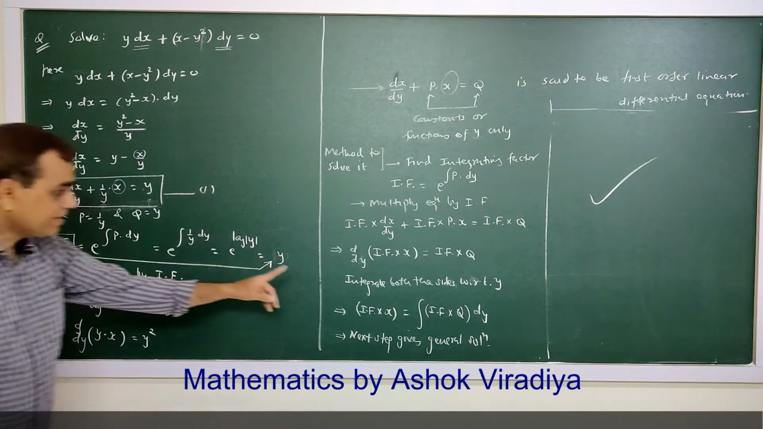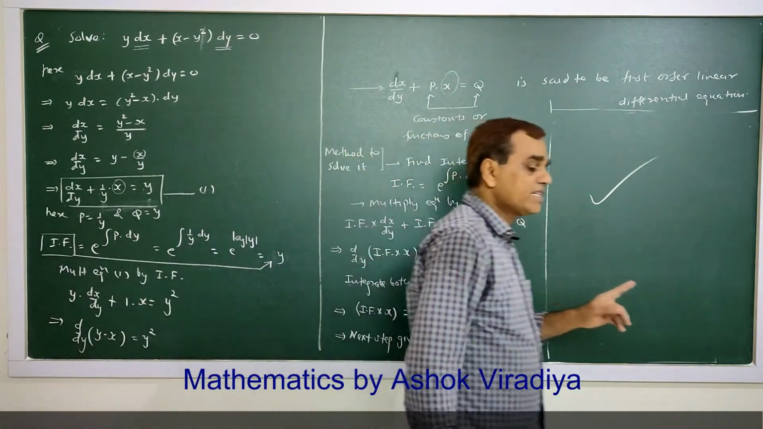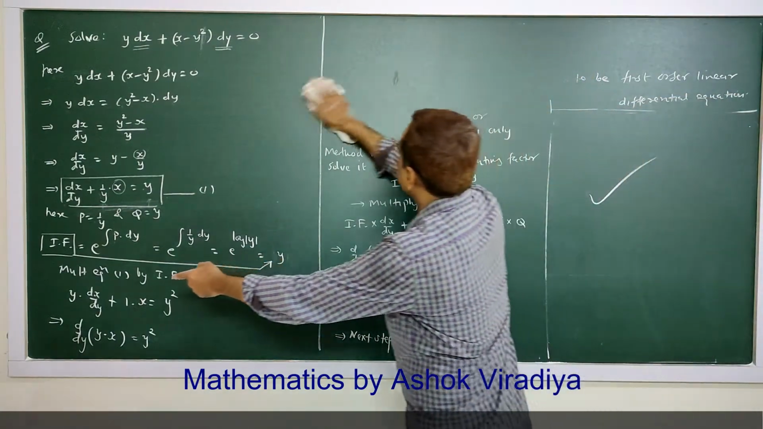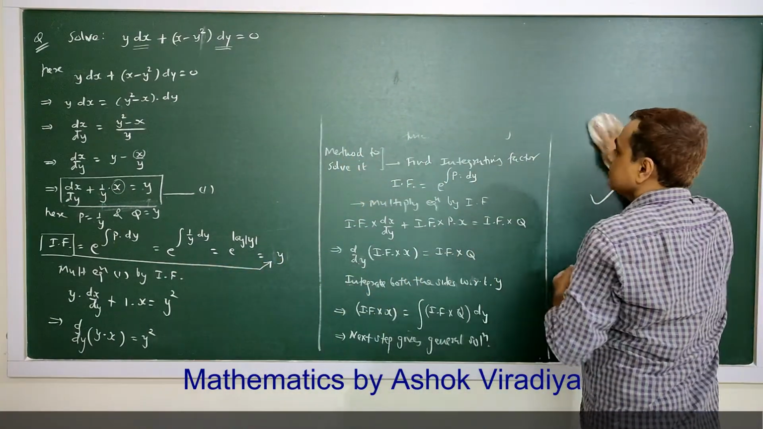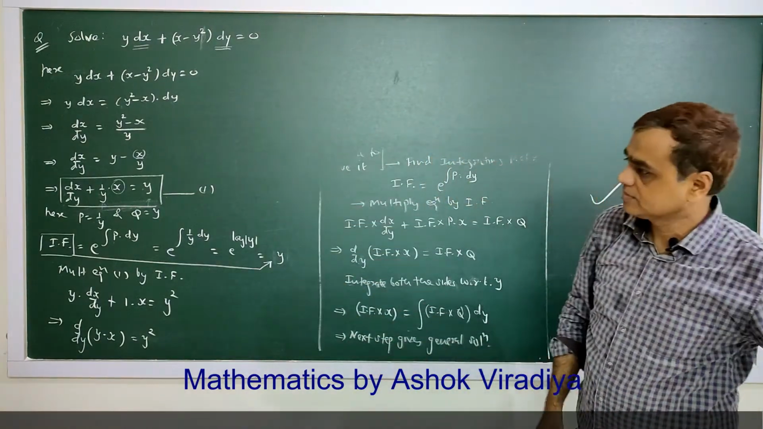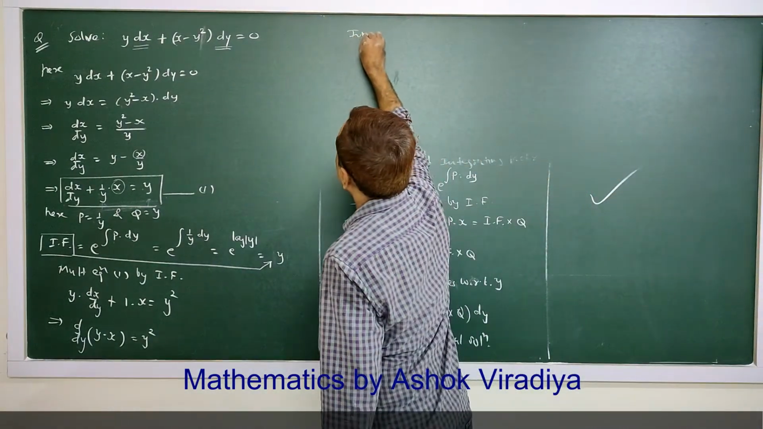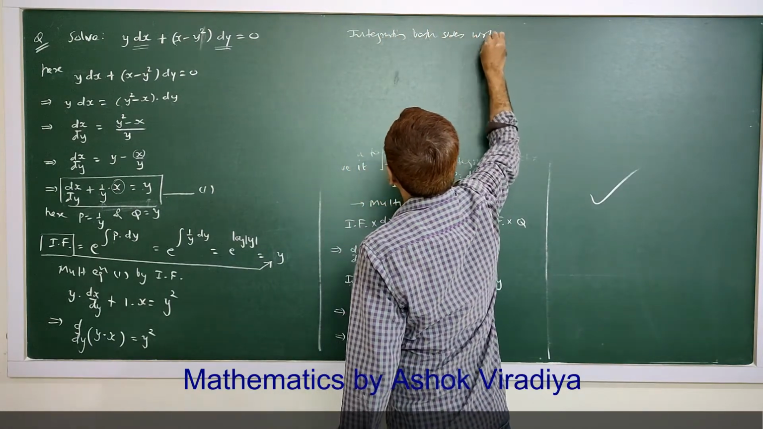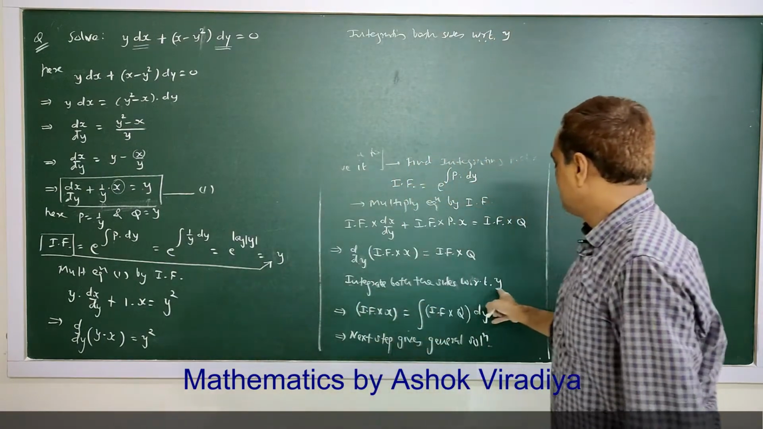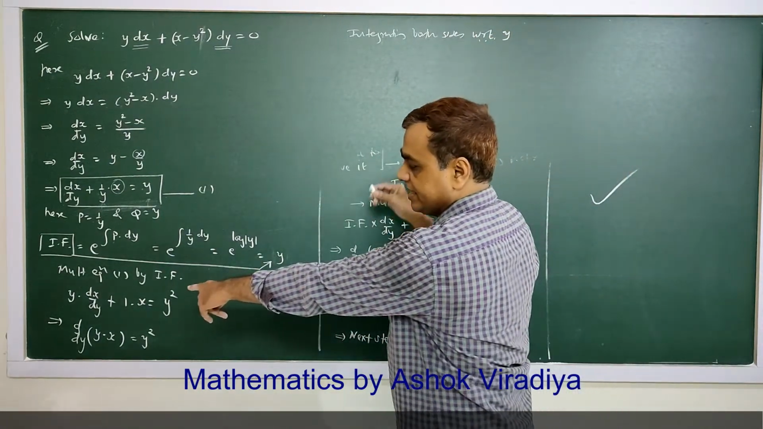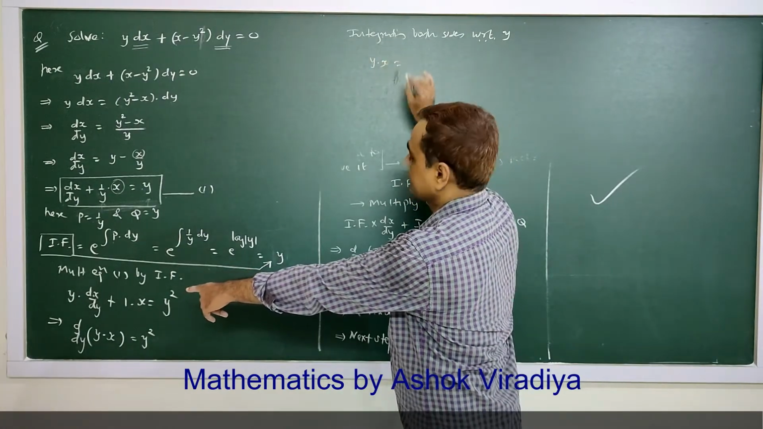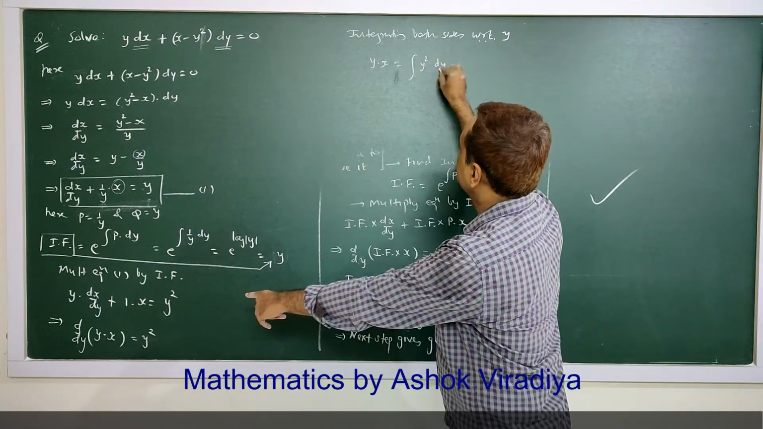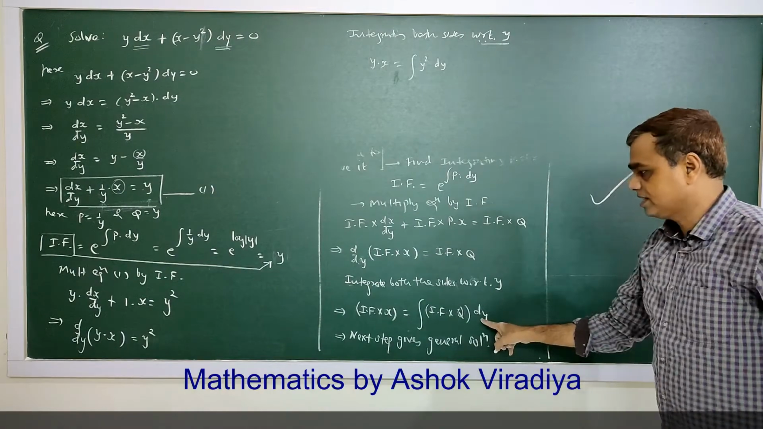Now the next step is integrating both sides with respect to y. So integrating both sides with respect to y, the next step is integrating the left hand side, it will be y into x equals the integration of the RHS with respect to y. So I have written this step.